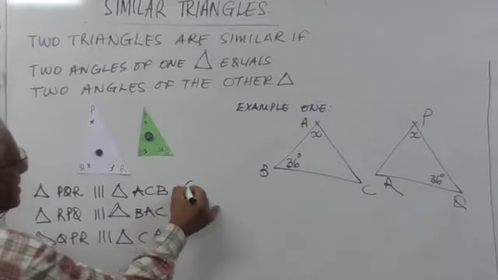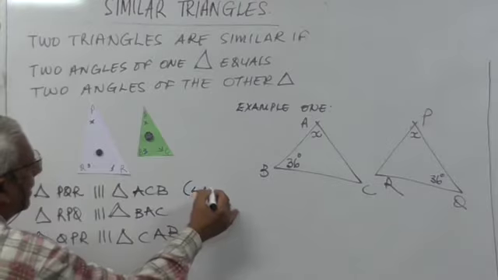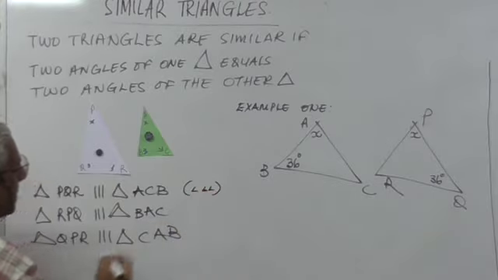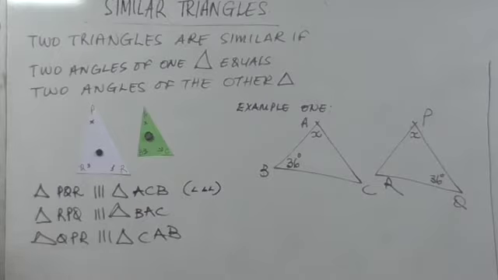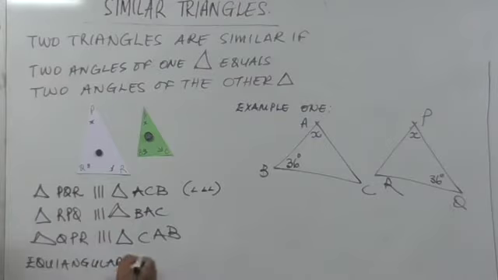And after this, you always write angle, angle, angle. We say that the triangles are equiangular. Equiangular means all the angles are equal. Equiangular triangles. But the main word for describing these kinds of triangles is similar triangles. This is just an adjective for the angles. Because the angles are equal, we say they are equiangular.